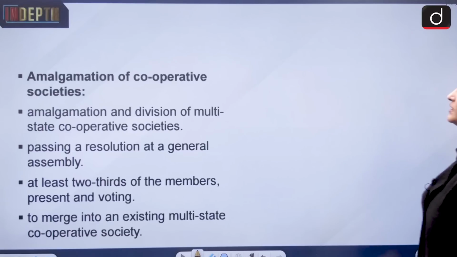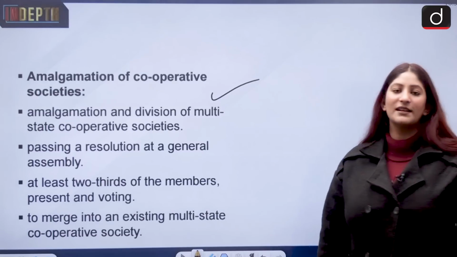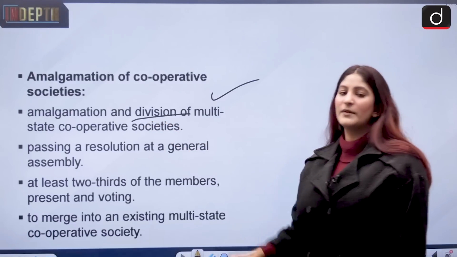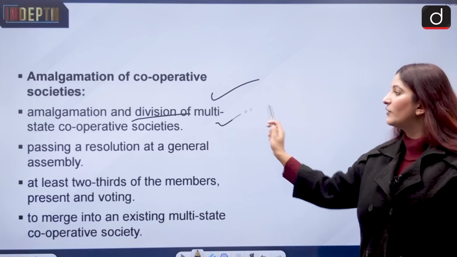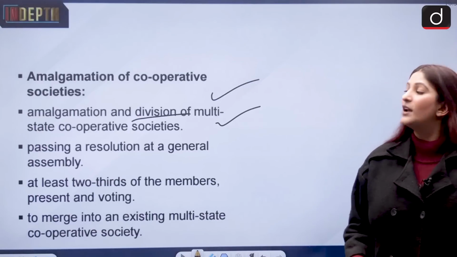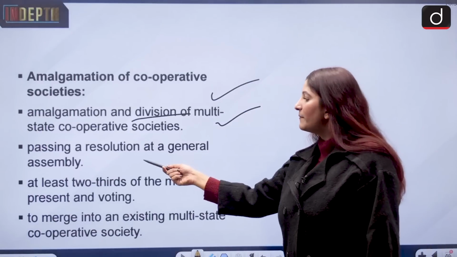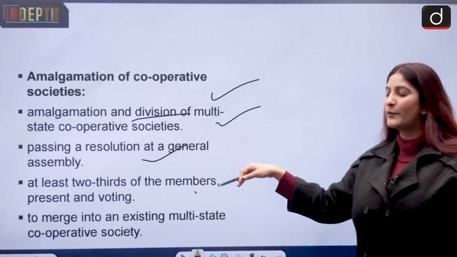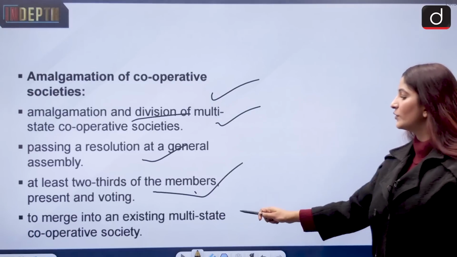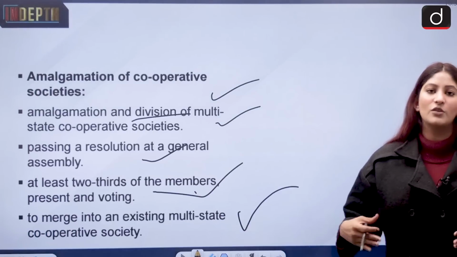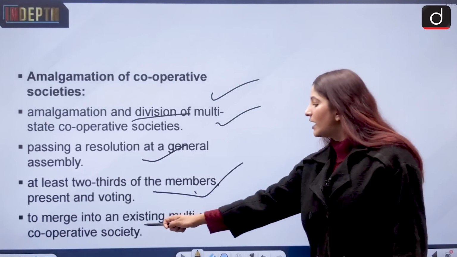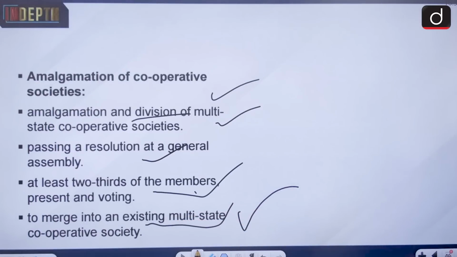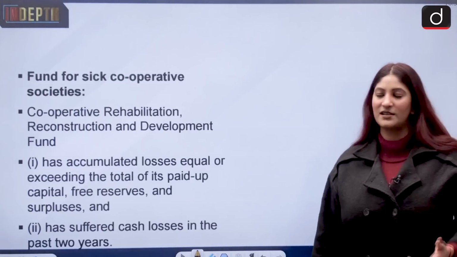Alright, moving ahead, another important provision is the amalgamation of cooperative societies. There is a provision in the bill for amalgamation, coming together, and division of multi-state cooperative societies. This will be achieved by passing a resolution at the General Assembly, and it needs the support of at least 2/3 of the members present and voting. Amalgamation or merger can also be done into an existing multi-state cooperative society. This will also need 2/3 of the members present and voting.